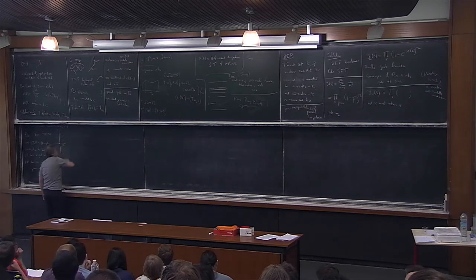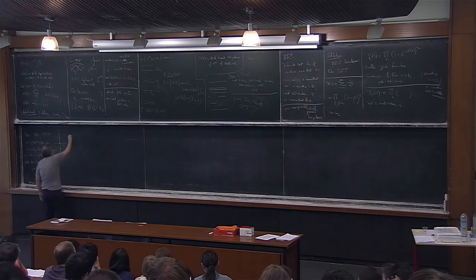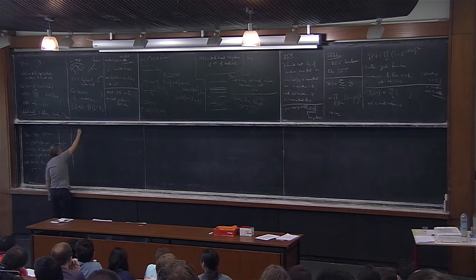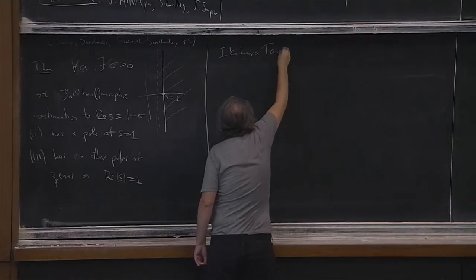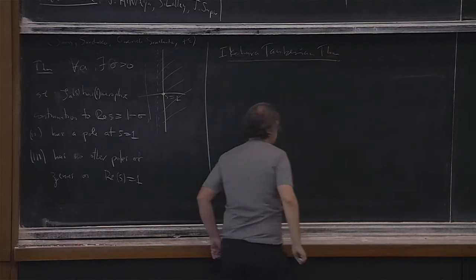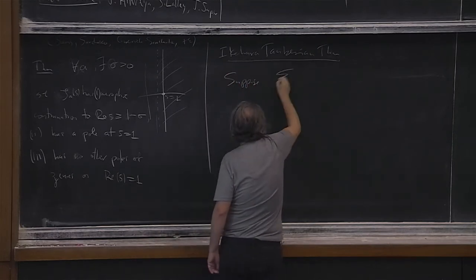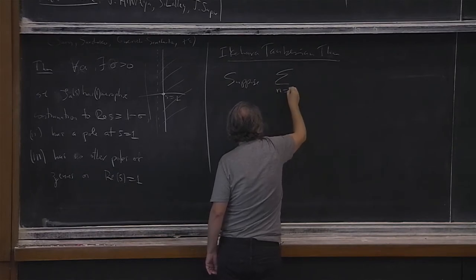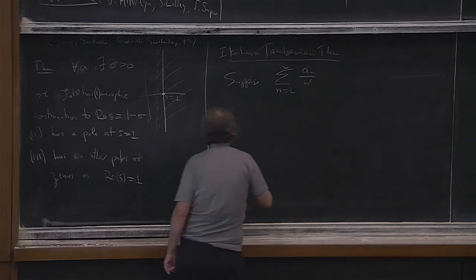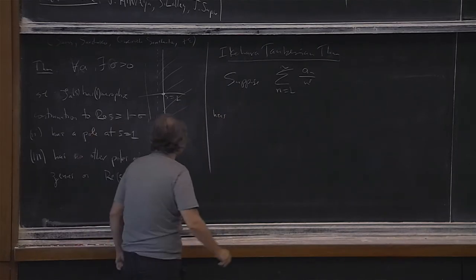But how do you prove this? Well, I want to tell you how you do it for the prime number theorem. First, there is something called the Ikehara Tauberian theorem. It's a general theorem about Dirichlet series. Suppose the summation of a_n over n to the s has properties 1, 2, and 3.